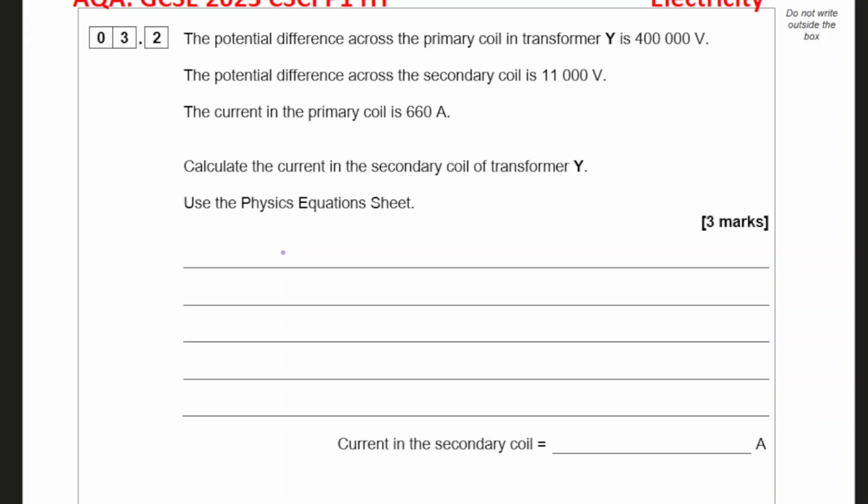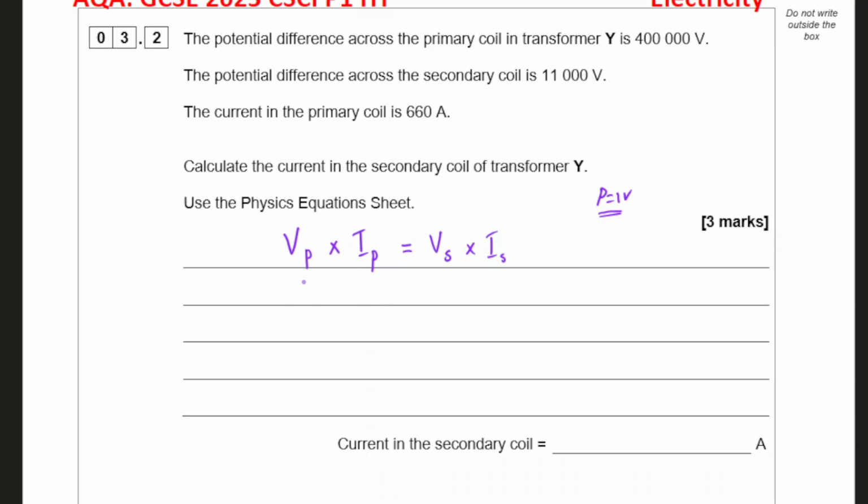So the equation that you're after is V for the voltage or the potential difference in the primary multiplied by the current in the primary coil is equal to the voltage or the potential difference in the secondary multiplied by the current in the secondary. Remember, VI is coming from the equation V equals IR. So we are trying to conserve the power.